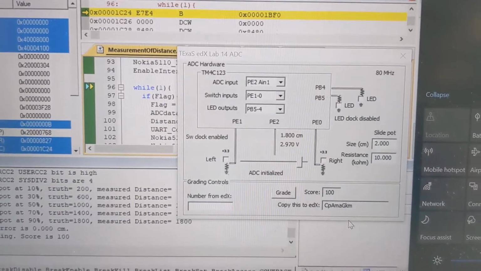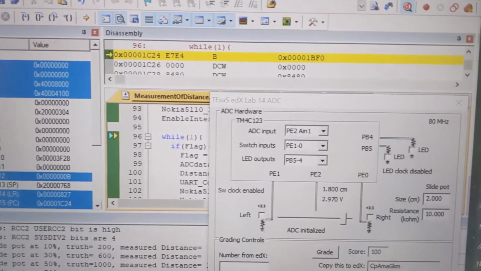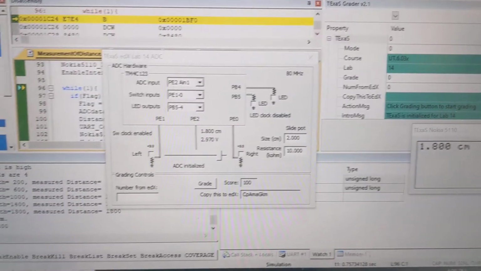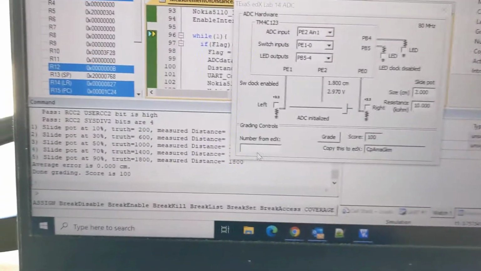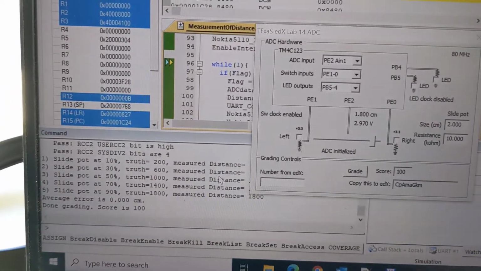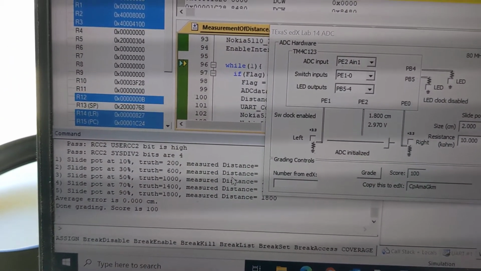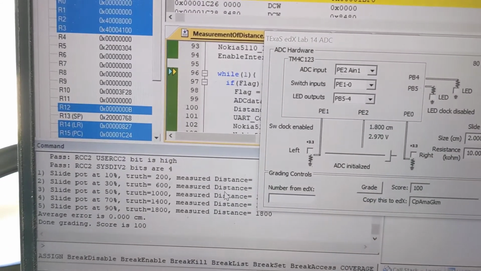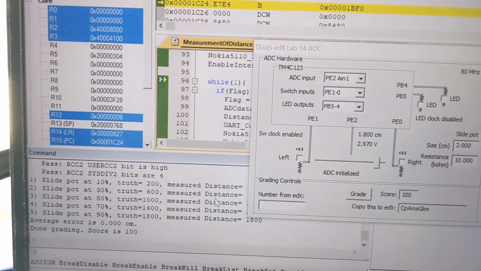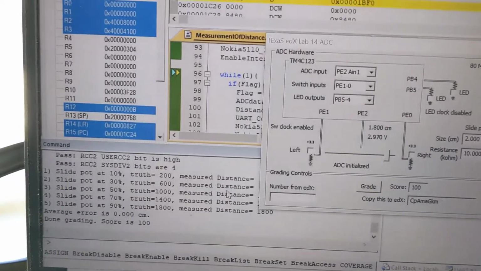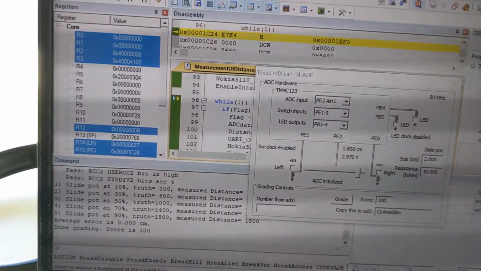our grade has been 100, and so we can conclude that our potentiometer is working good, and it is measuring the distance, how much it has been moved, and we are there to get the output. Right now let's move on to the board mode.